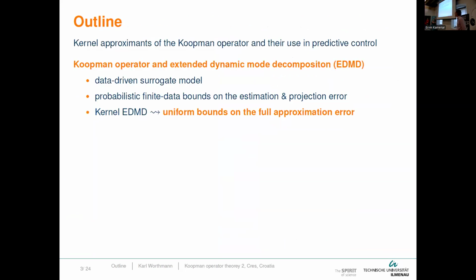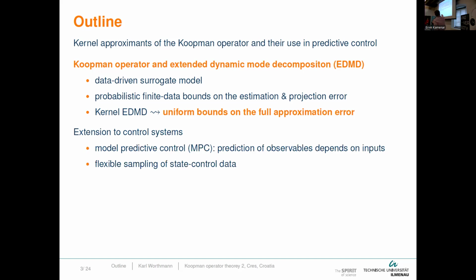Okay, what am I going to talk about today? It's on kernel approximations of the Koopman operator and their use in predictive control, or control in general. To that end, I will very, very briefly touch the Koopman operator and EDMD just to introduce my notation. Then I would briefly like to chat about probabilistic finite data error bounds on the estimation and projection error, and afterwards proceed with kernel EDMD to get uniform bounds on the full approximation error, because from a control perspective, we would always like to get closed loop guarantees. And that means we have to somehow deal with the error, assuming that one is present.